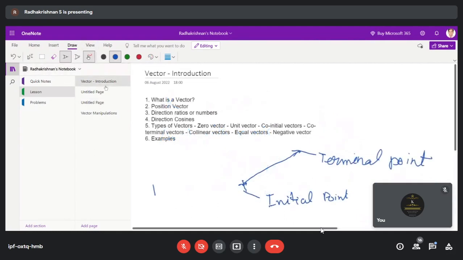So the next concept is types of vectors. What are the different types of vectors? Zero vector: it has a magnitude of 0. When something has a magnitude of 0, the direction doesn't make any sense at all. So that is the zero vector. Next, unit vector. For a unit vector, the magnitude is 1. So that is called a unit vector.